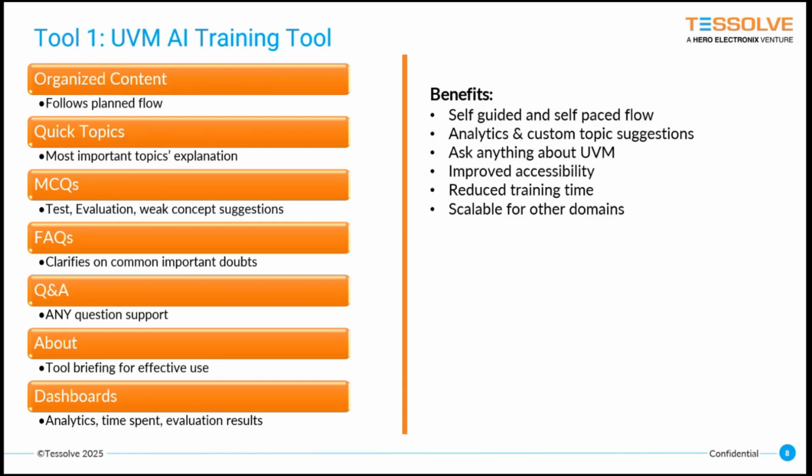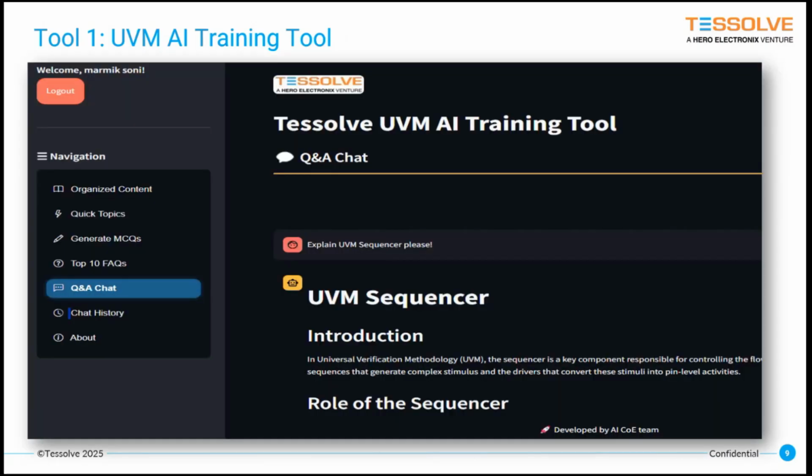This is mostly useful for beginners, initial engineers. This will be quite effective. Then FAQs are the Q&A, as I mentioned, and we have the dashboard also for monitoring the performance. This is a typical application where AI is directly quite useful and quite popular, just on the training part. This is how it looks: all the features which I mentioned, generating MCQs, top 10 FAQs, Q&A chat. So it becomes like ChatGPT for Tessolve verification. That is not using the ChatGPT model, but it is trained on our own training data.